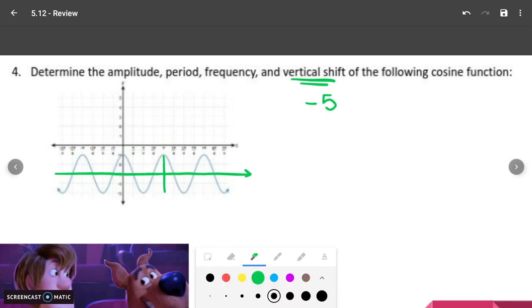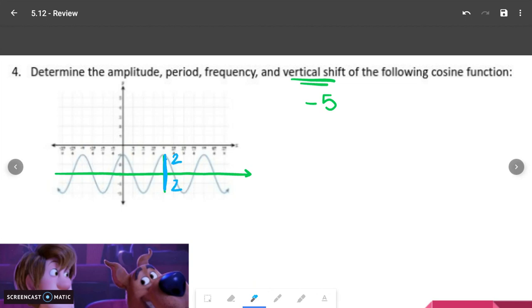Okay. When I cut this space in half that I used to find that, there was a total of 4, but it means to go up 2 and down 2. So the amplitude is 2.